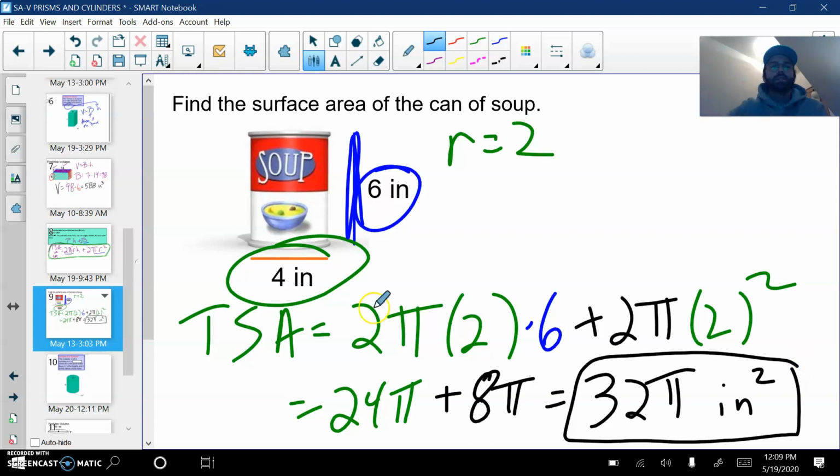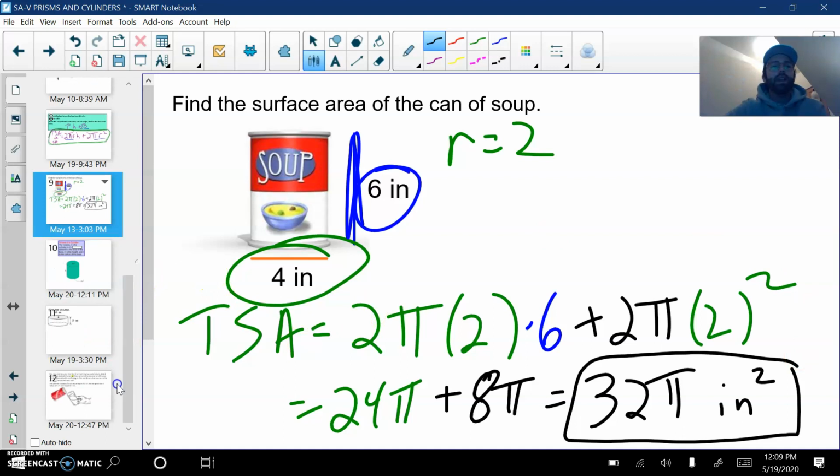Now, if someone there is like, what do you mean pi? I don't mean pi in terms of pie. I mean pi like math. What?